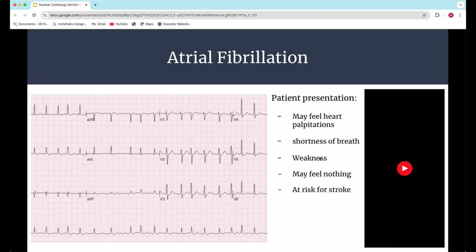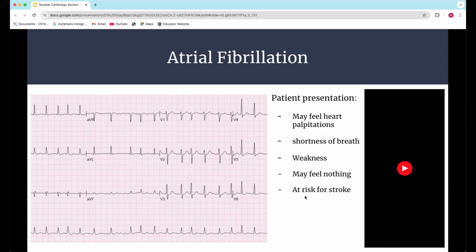Or if the atrium is constantly firing, well, then it never fills up with blood really well. If it doesn't fill up with blood really well, when it goes down, the ventricle doesn't have a ton of blood when it fires, right? So you're not getting as good a circulation. Like I mentioned before, you can feel nothing.